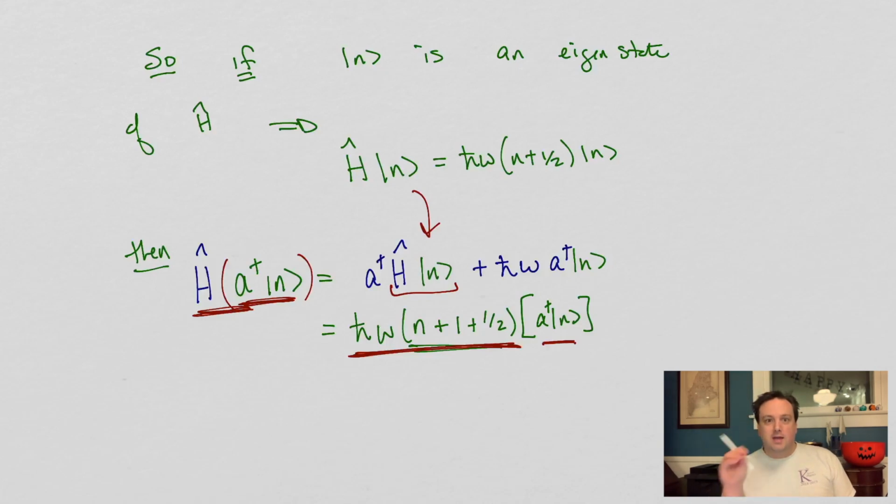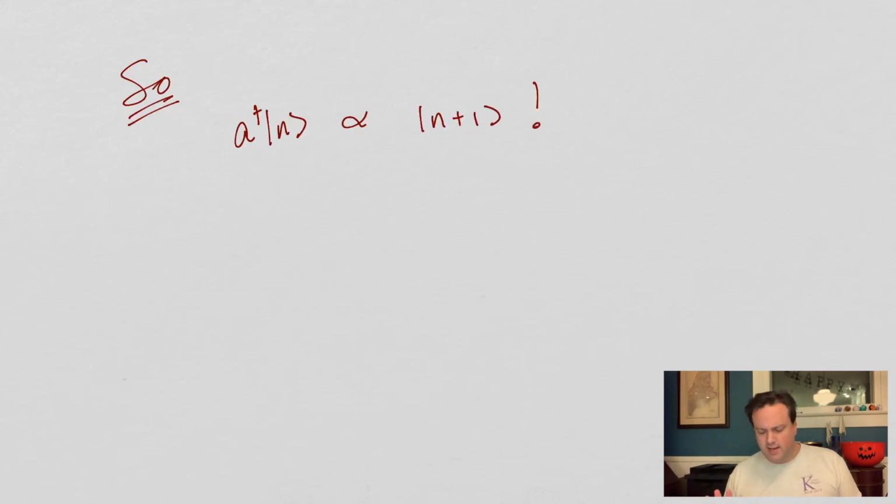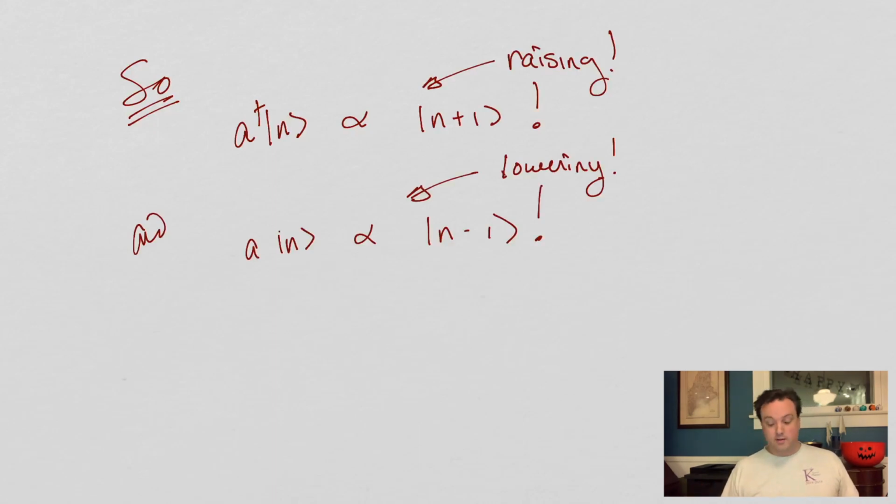If n is an eigenstate with that energy, then a dagger n is an eigenstate with one more h bar omega of energy. It is an eigenstate, just at a higher energy. It's in fact the n plus 1 eigenstate. Or I should say carefully, it's proportional to the n plus 1 eigenstate, because eigenvectors have an unknown constant of proportionality, and we'll write down what that is in a second. So the a dagger operator takes in an n and gives me an n plus 1. The a operator takes in an n and gives me an n minus 1. And so these are just raising and lowering operators.